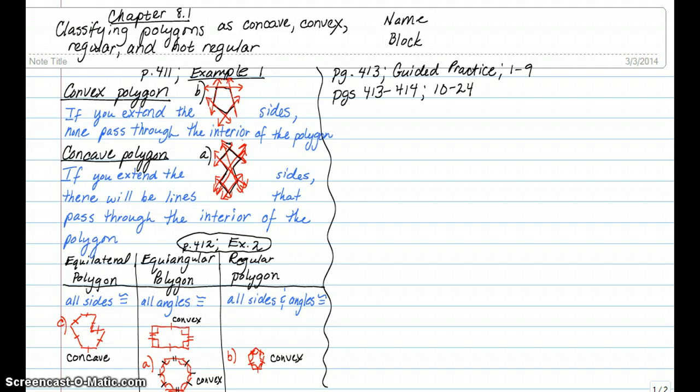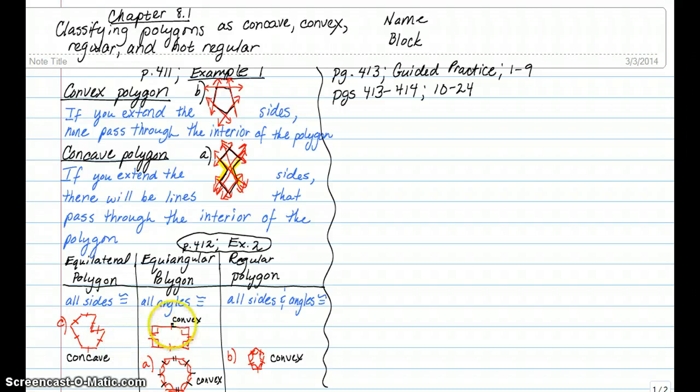Now, personally, I don't do that. I just look at them. If it's got this little spot right here where it goes in, I already know it's concave. That's how I look at it. But the formal definition is if you extend the lines and they go through the interior of the polygon, it'll be concave. Knowing that vocabulary is important to what you're going to be doing later on, so please refer to it if you need to.